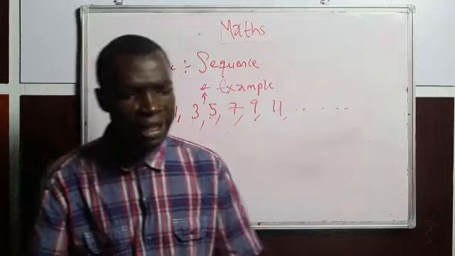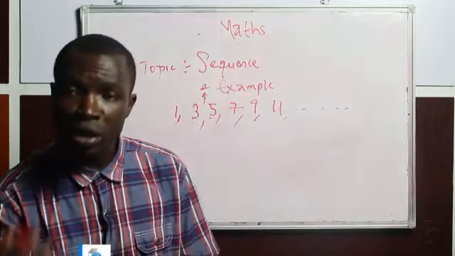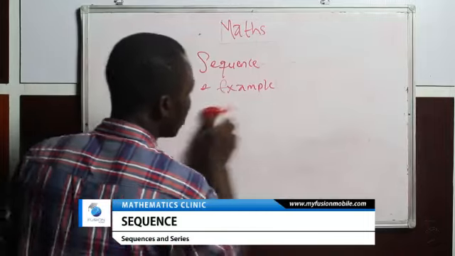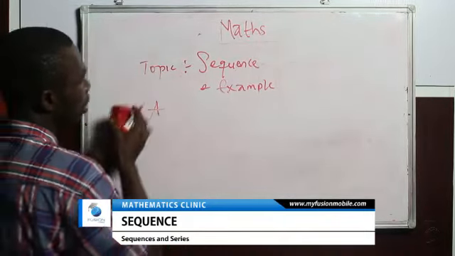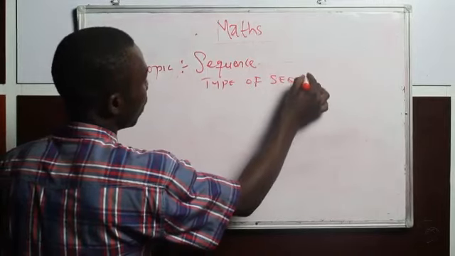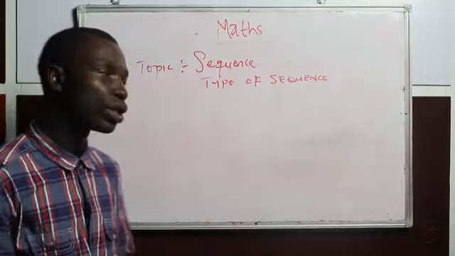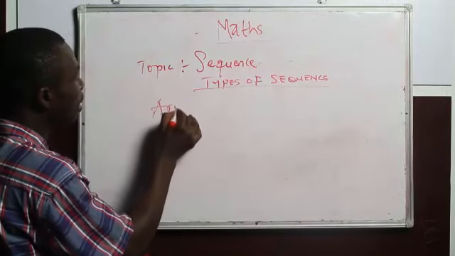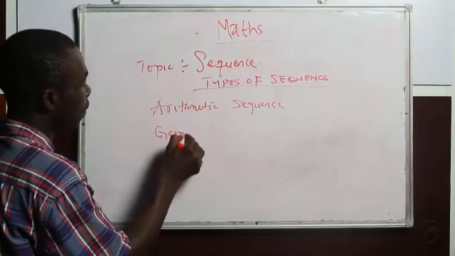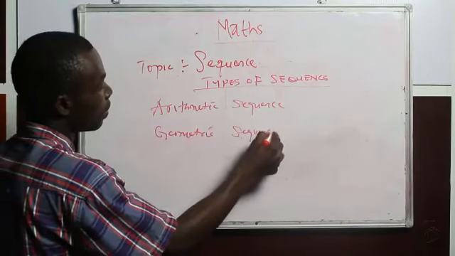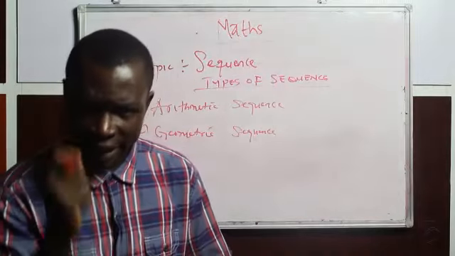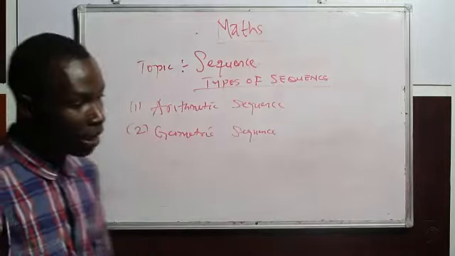Now, there are different types of sequence. We have two types of sequence: arithmetic sequence and geometric sequence. Sequences are majorly classified into these two.